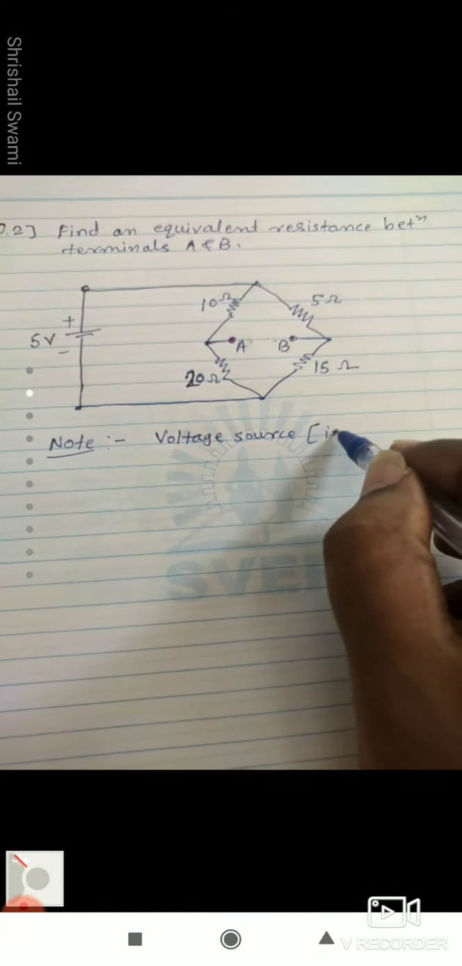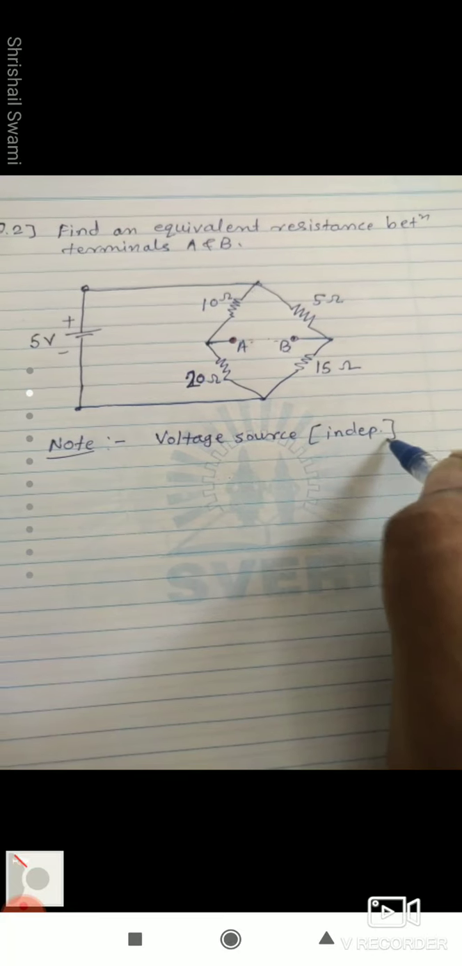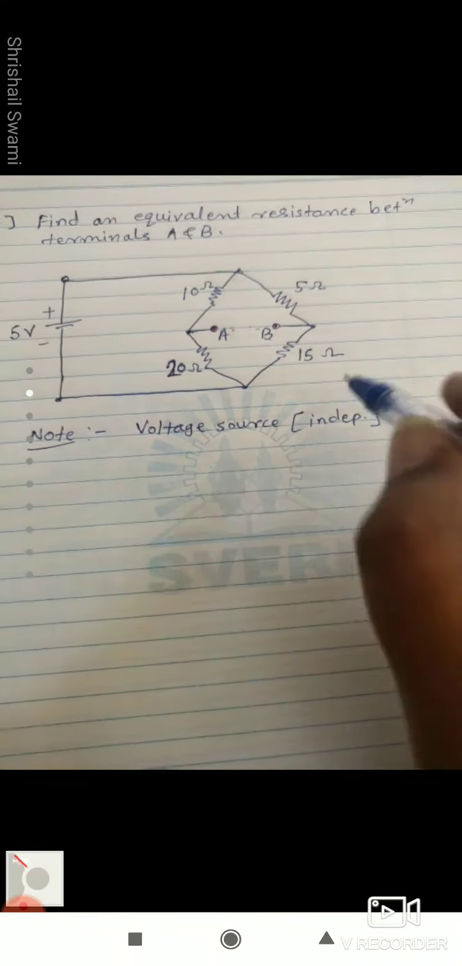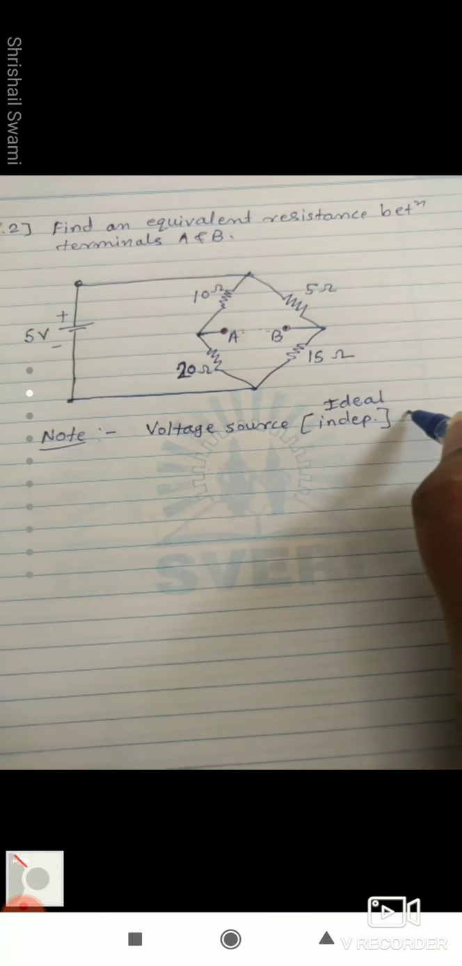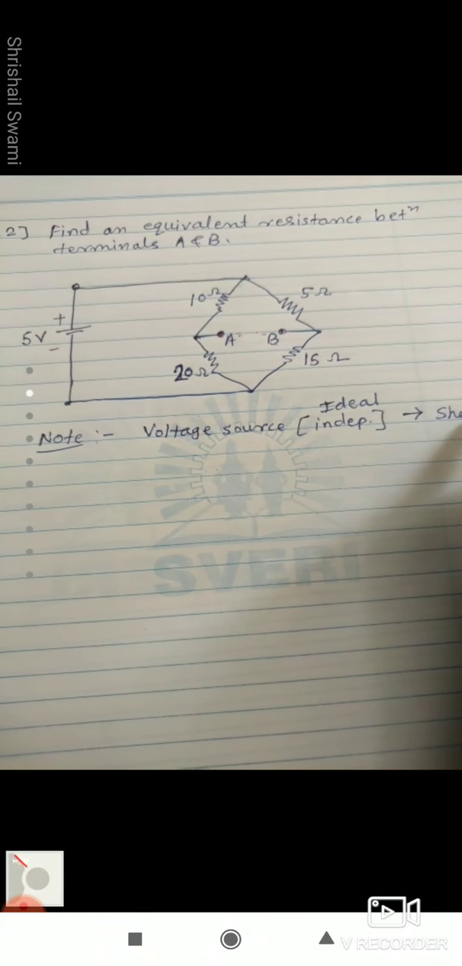Now one rule is there, one note point everyone should take care of. When we are finding the equivalent resistance between any terminals in the given circuit, whatever voltage source is there should be independent, or we can say ideal. So an ideal voltage source you have to replace by a short circuit.